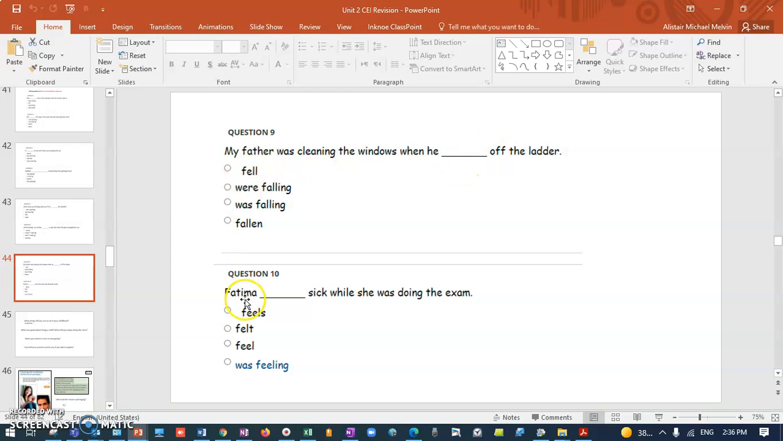Okay. While she was doing the exam, past continuous. So here I want past simple. Fatima felt sick while she was doing the exam. Actually, you could say the blue one here as well, but I think in this it's a mistake for them to put both here, because you could say both of these. But typically they want 1 past simple and 1 past continuous. Better to put this one if you see something like that in the exam. Okay, I'll stop that video there.